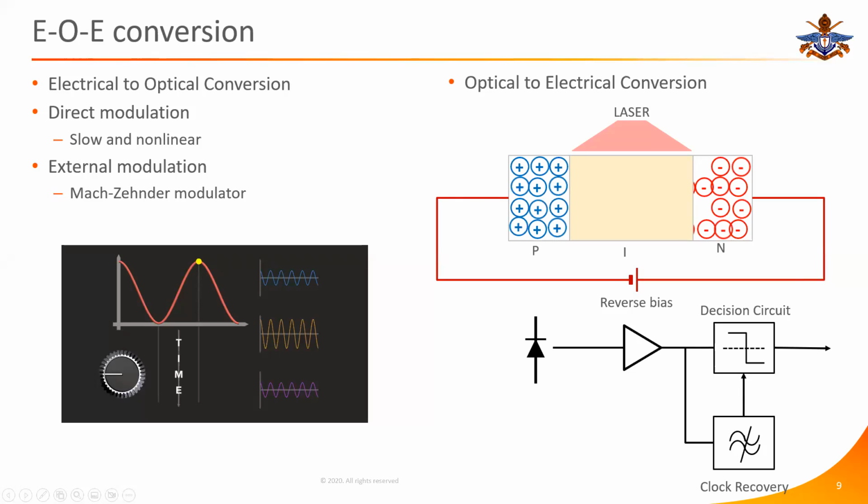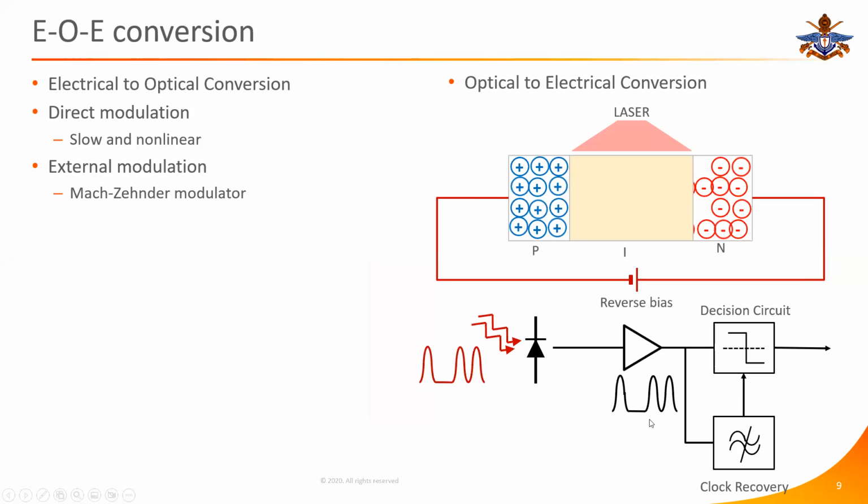From the electrical signal, we need to extract the clock frequency and convert it back to the original data. So this is the simple process of how you transmit, and on the other side, how you convert optical pulses back to electrical.